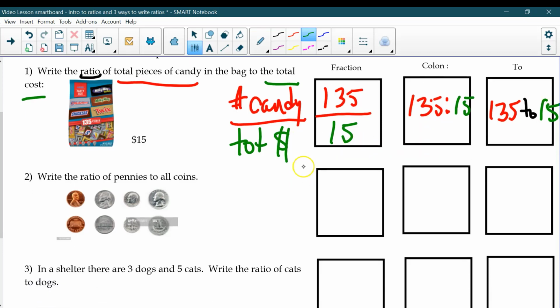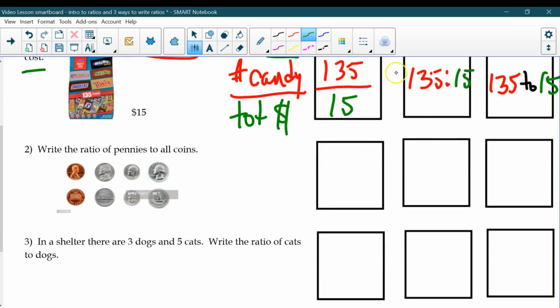All right, now let's take a look at this one. Write the ratio of pennies to all coins. There's that "all" again. What's the first number going to be? It said, here's our ratio. What do we want to write the ratio as? We want to write it of pennies as our first number. Should be the number of pennies. And then to all coins.